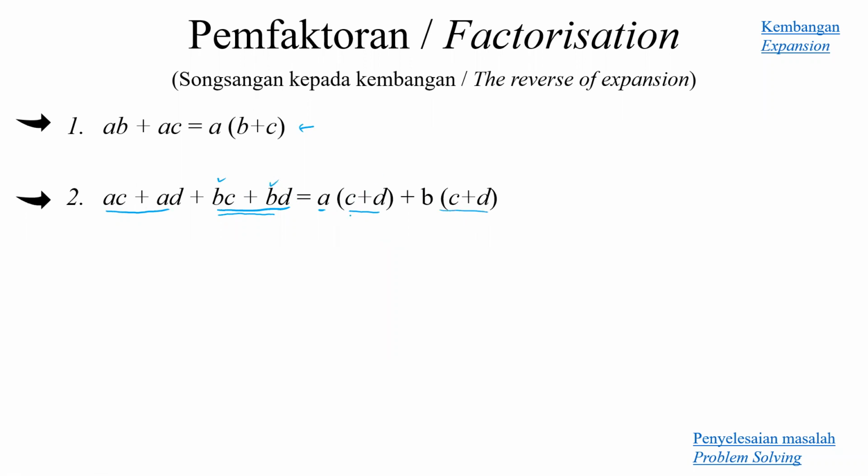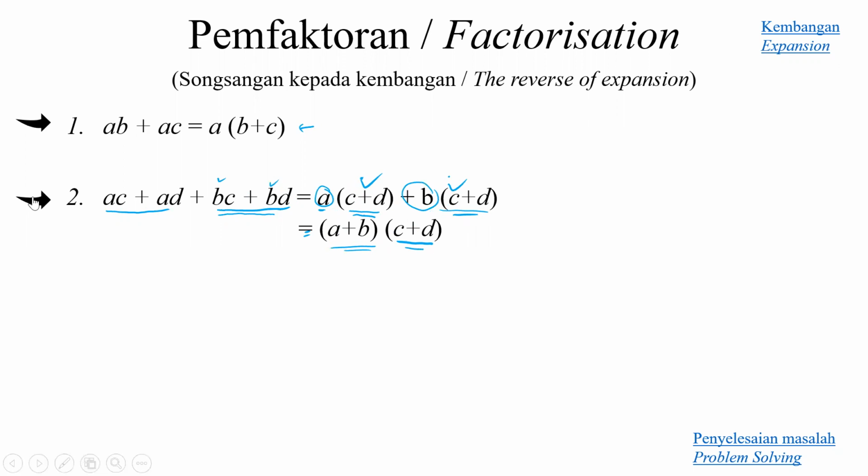Do you notice that C plus D is the same common factor for both terms? Therefore, I can factorize the C plus D out. After I've taken out C plus D, I put it at the back. The first term is left with A plus the second term left with B. So this is our factorization.